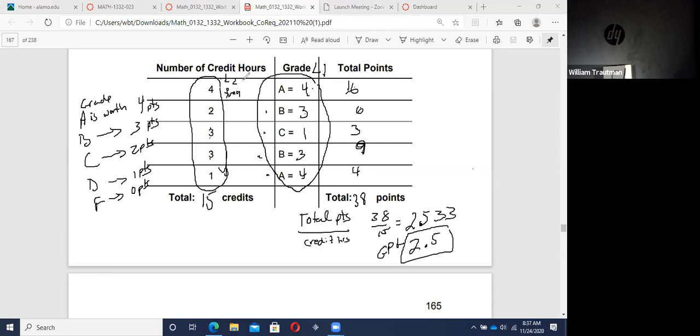Remember our GPA, we ended up with 2.5. Hit data, and I'm going to delete all my old data in list 1. In list 1, I'm typing 4, 3, 1, 4. And I arrow over to list 2, and I'm typing 4, 2, 3, 3, and 1.